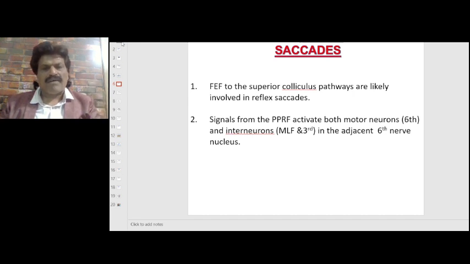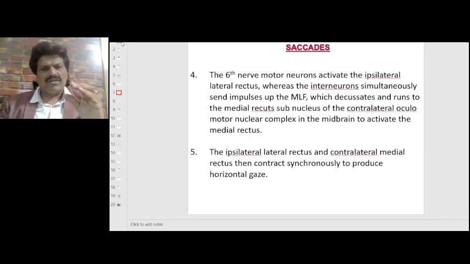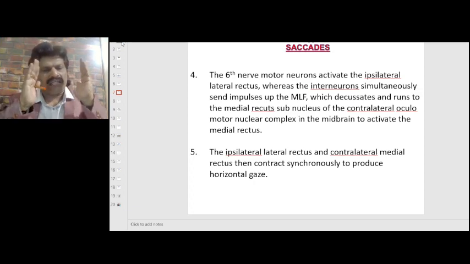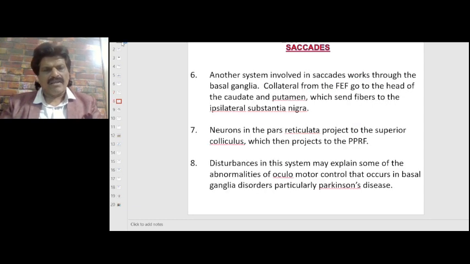Signals from the PPRF activate both the motor neurons of the 6th and the interneurons of the 3rd, adjacent to the 6th nerve nucleus. So the 6th motor nucleus activates the ipsilateral lateral rectus, whereas the interneurons simultaneously send impulses up the MLF, which decussates and runs to the medial rectus subnucleus of the contralateral oculomotor nuclear complex in the midbrain to activate the medial rectus. So the ipsilateral lateral rectus and the contralateral medial rectus then contract synchronously to produce horizontal gaze.